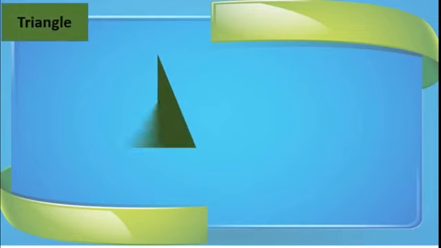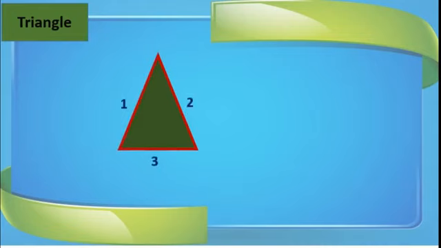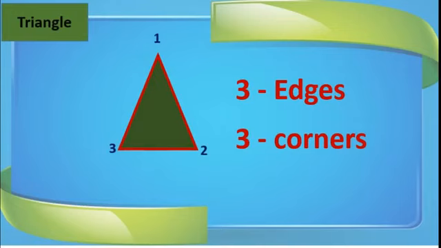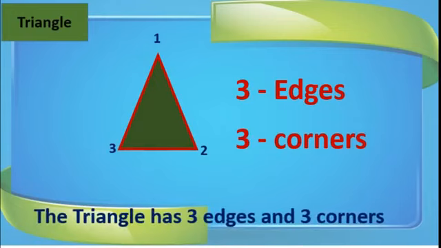The next thing is triangle. Again, this is a triangle. Now we will see the edges. First, here it has 1, 2 and 3. Means you can write here 3 edges. And how many corners? Let me count. 1, 2, 3. Now it has 3 corners. Means we can write like this: the triangle has 3 edges and 3 corners.